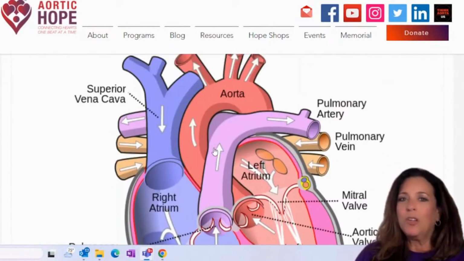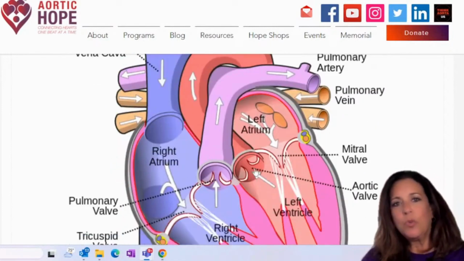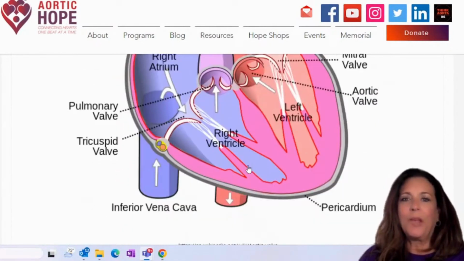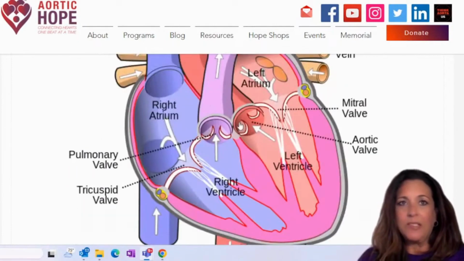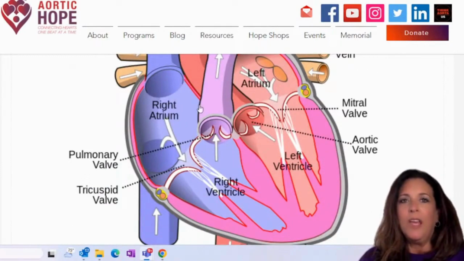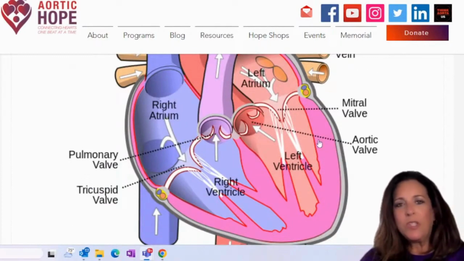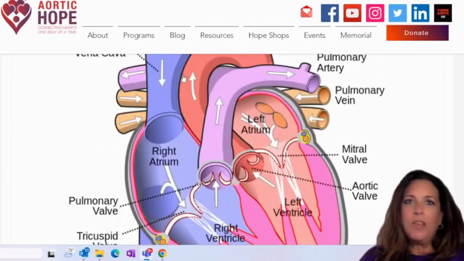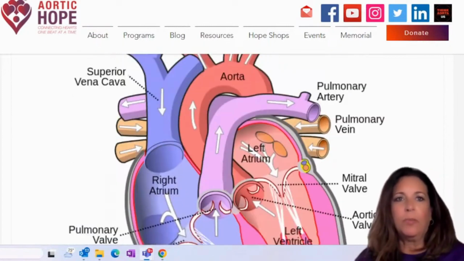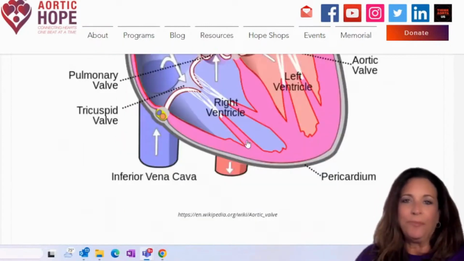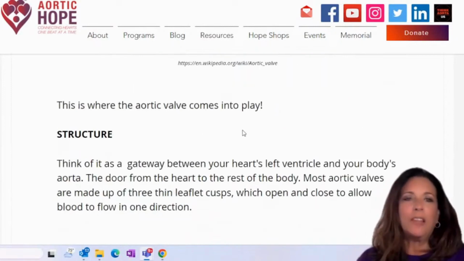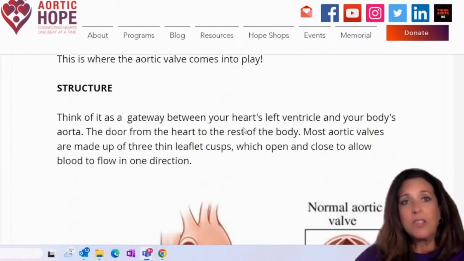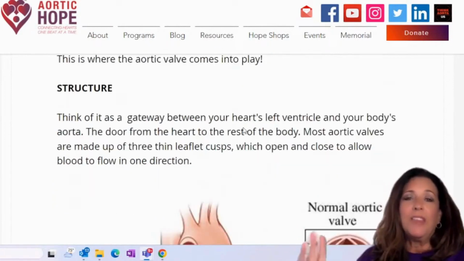Here's a great picture of our hearts. And this is again where the aortic valve plays in. See, there's your aortic valve, and all that oxygenated blood came over to here and is now going to go up here and go everywhere down below, behind the heart, and to the entire body. All right. Think of it as a gateway between your heart's left ventricle and your body's aorta. So the door from the heart to the rest of the body, that would be your aortic valve.